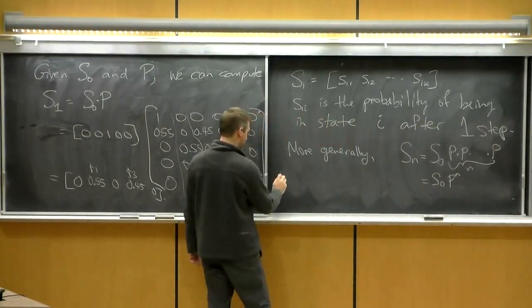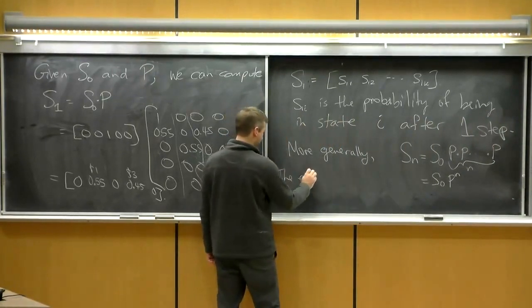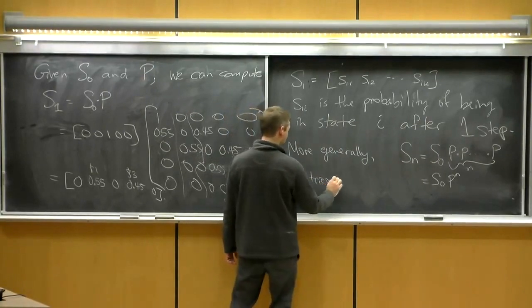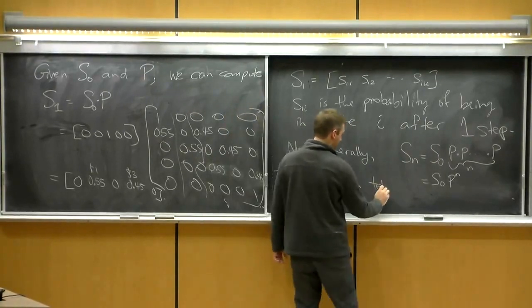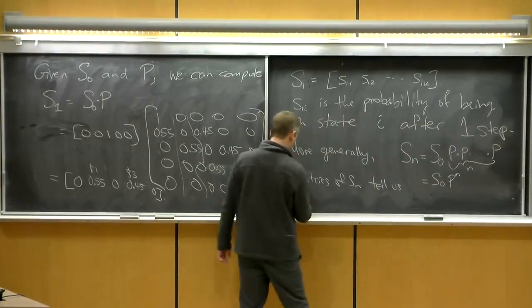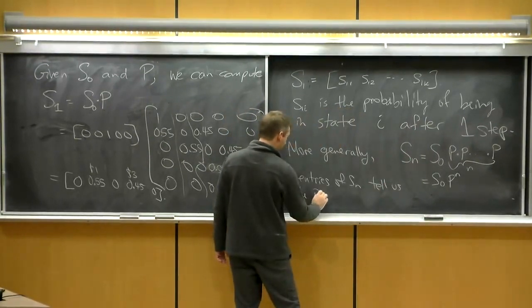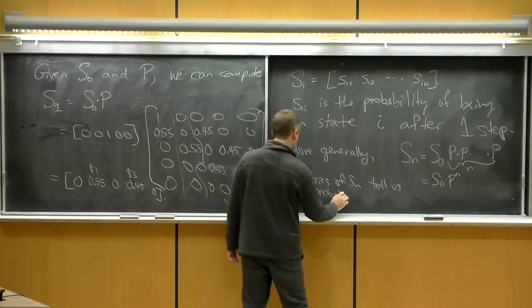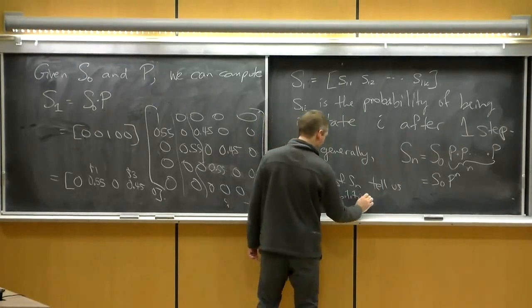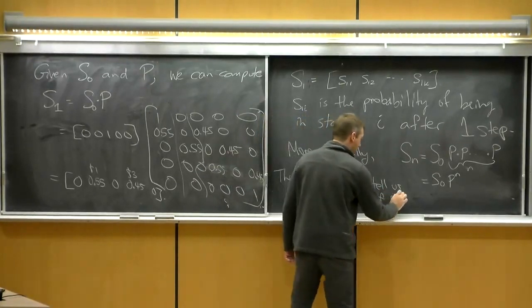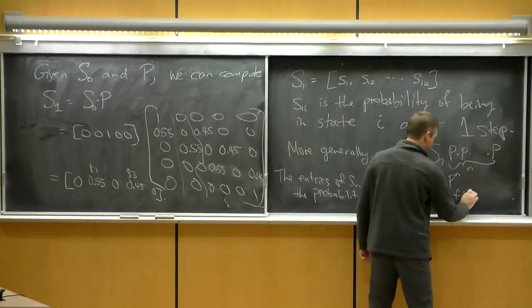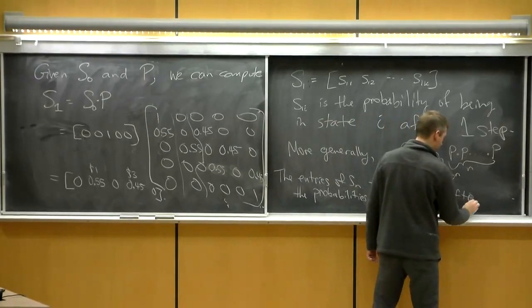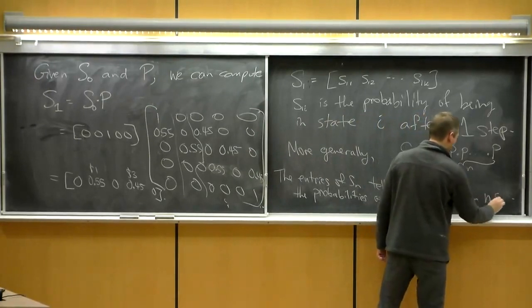So Sn tells us the probabilities of all states after n steps.